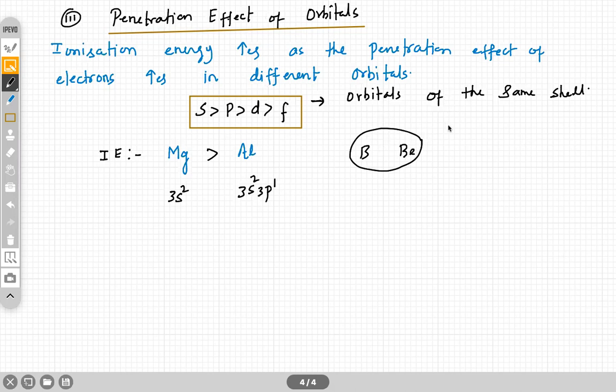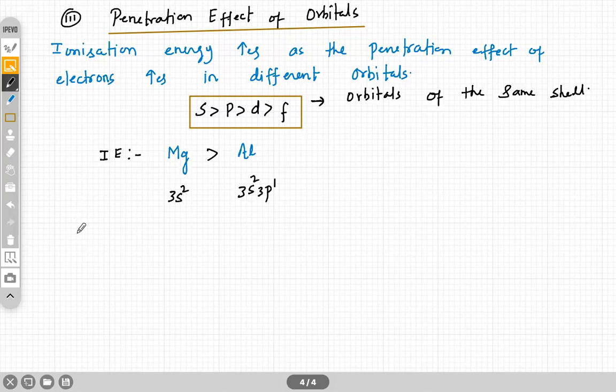I have said that left to right ionization energy increases generally. Remember, I have also mentioned there are some exceptions, some unexpected change in the trend. This is one of those where we have the penetration effect. Boron and beryllium also have the same thing. I'll discuss that in the last. Let me first finish all the factors here. Got it?